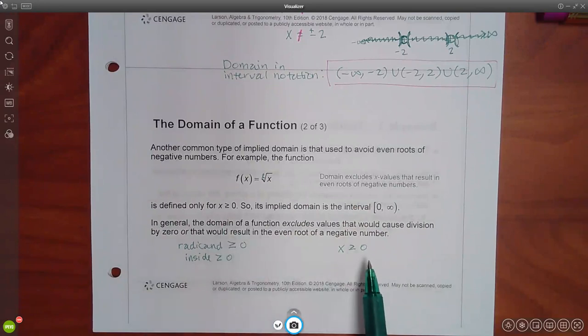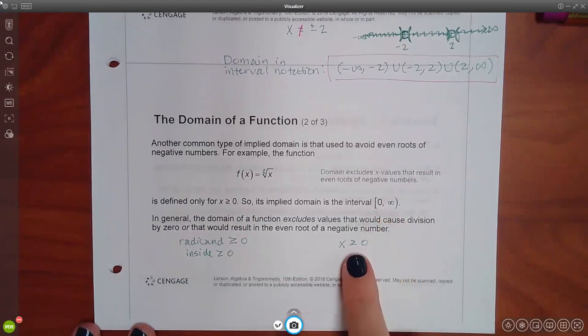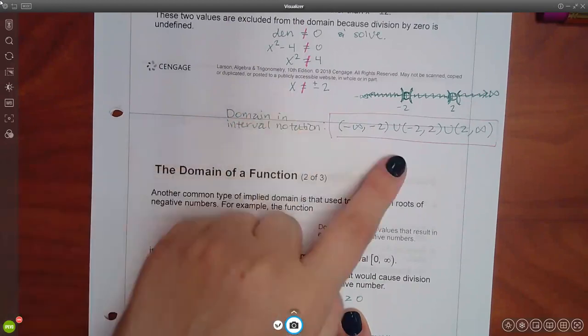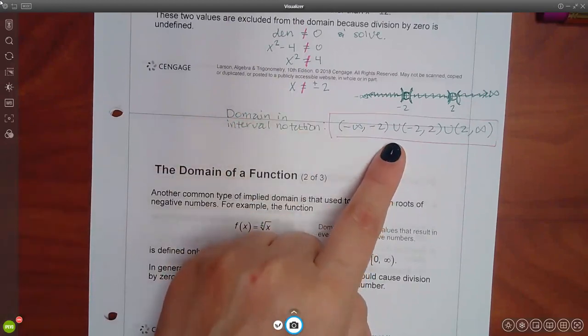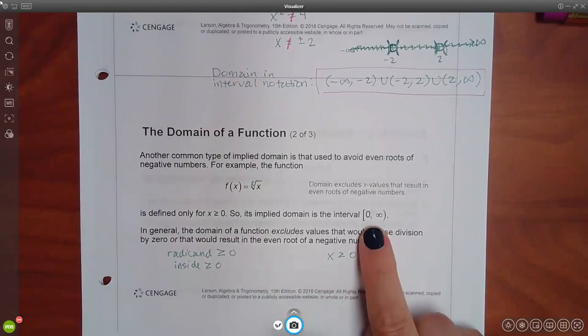And then how do you write that in interval? Well, if x is bigger than zero, it's going to be from zero in everything in the positive direction, right? So that's why it's from zero to infinity. But this one does say equal, right? That one said not equal, which is why we had to use the parentheses. But this one does say equal, and so we have to use the brackets.